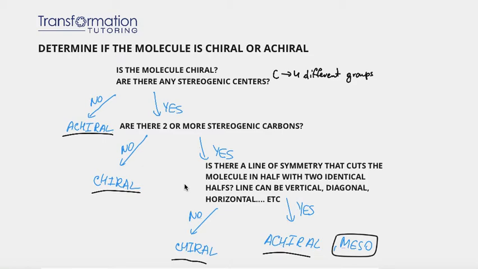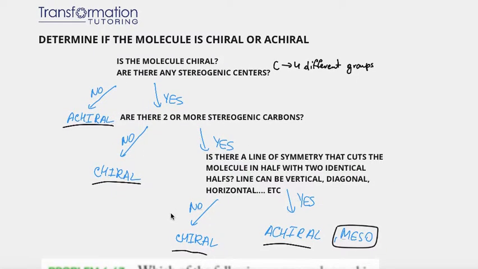In this video, we will continue to learn how to determine if the molecule is chiral or achiral in a step-by-step process that makes it much easier. In the last video, I already showed the chart that I use, but we will go over it here again. So in order to determine whether your molecule is chiral, you have to ask the following questions.